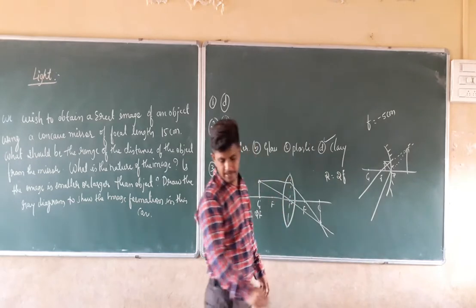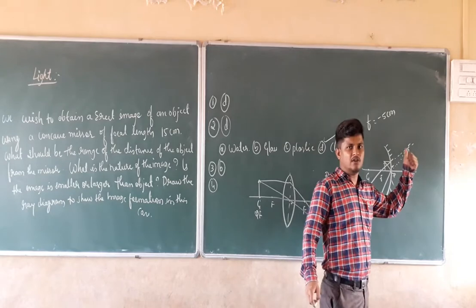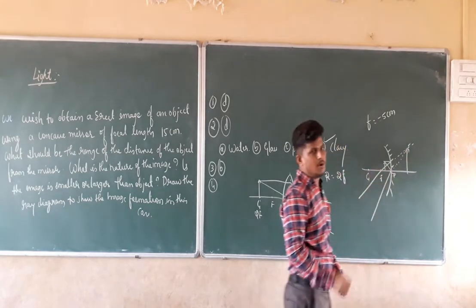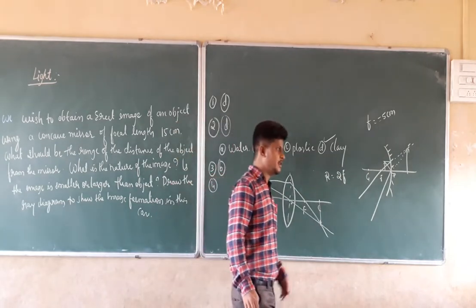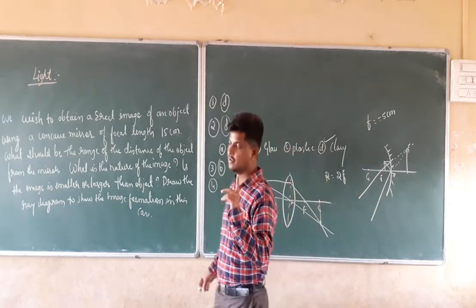Focal length equal to -5 cm. We don't want the magnitude value of the focal length. We just want to check the signs here. What is the sign of the focal length here? It is negative.